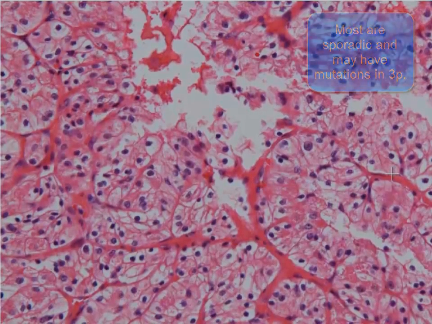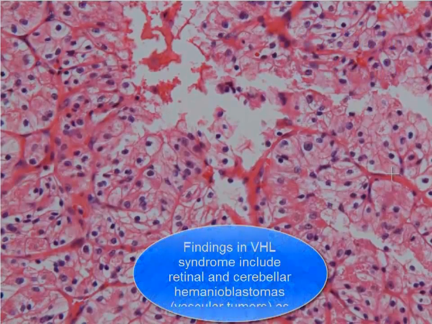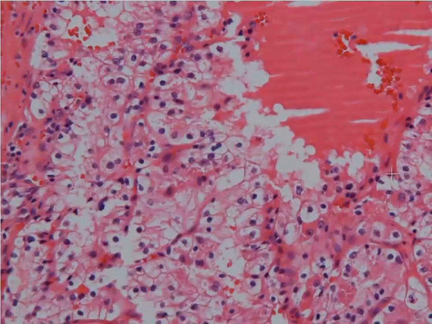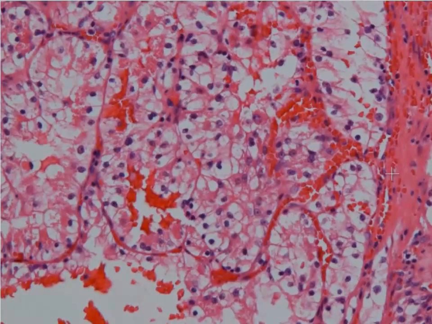So you always want to look for findings of syndromic patients, such as those retinal hemangioblastomas and cysts and other things that can occur in someone with von Hippel-Lindau syndrome. Now, most of these aren't associated with von Hippel-Lindau. They're sporadic, but that doesn't mean that we can't still look for the syndrome. So this is a nice example of a clear cell renal cell carcinoma.